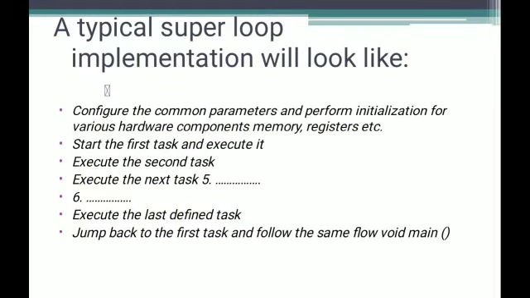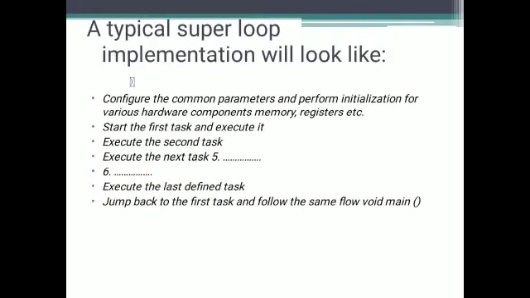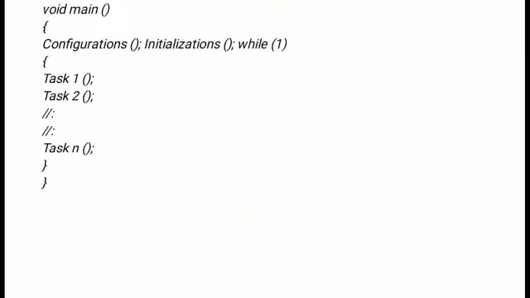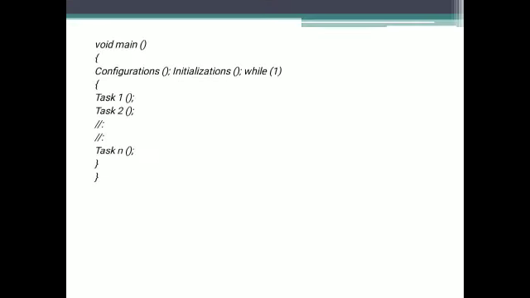Configure the common parameters and perform initialization for various hardware components, memory, registers, etc. Start the first task and execute it. Execute the second task, execute the next task, and so on, continuously executing one by one in a sequential fashion. Execute the last defined task. Jump back to the first task and follow the same flow, and this process will continue. Right? Void main, configure, initialization, while task 1, 2, 3, 4, 5, a never-ending loop. That's why they put it in while 1, which means the condition is continuously true.